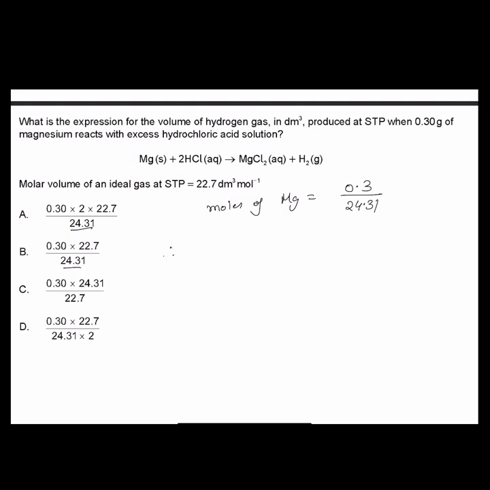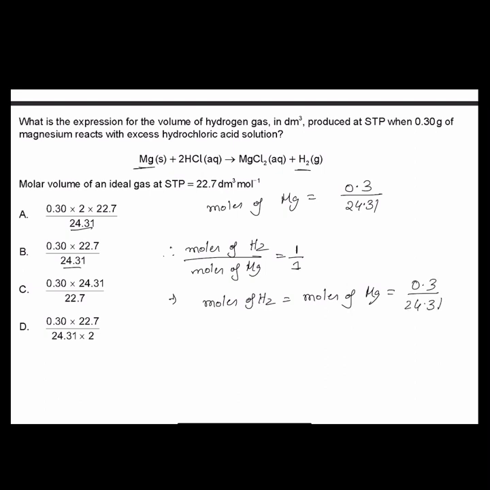Now we have to find the moles of H2. So I have to write the stoichiometric ratio between H2 and Mg. So moles of H2 by moles of Mg. This is 1 by 1, because here you see it's 1, here you see it's 1 again. So moles of H2 should be equal to moles of Mg, that is 0.3 by 24.31.